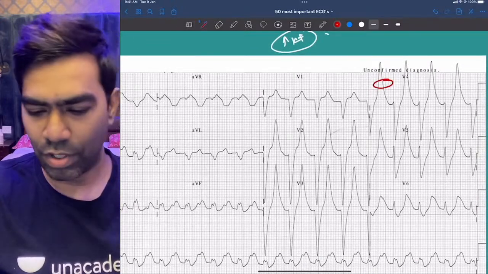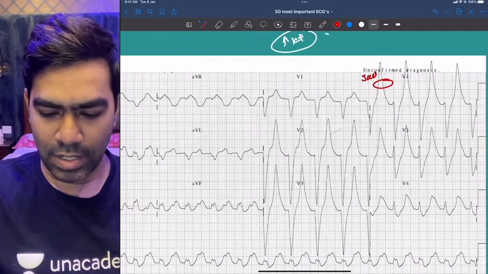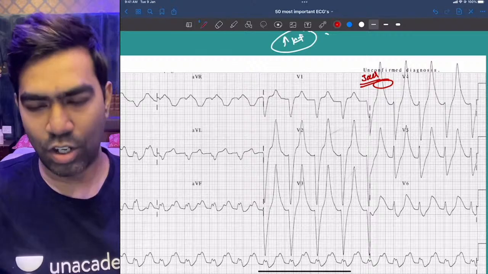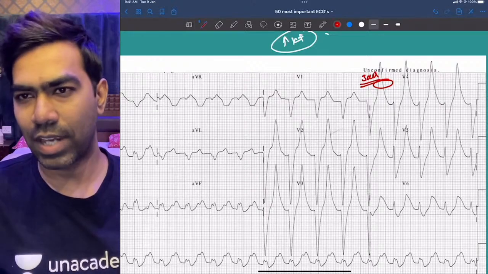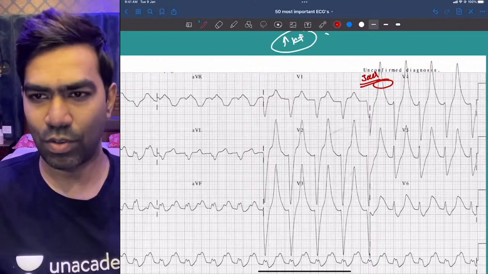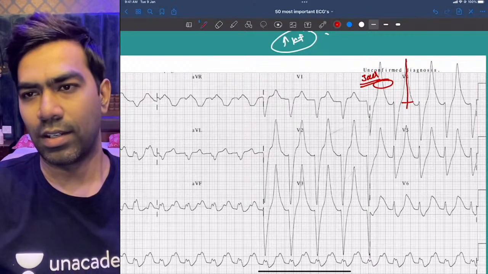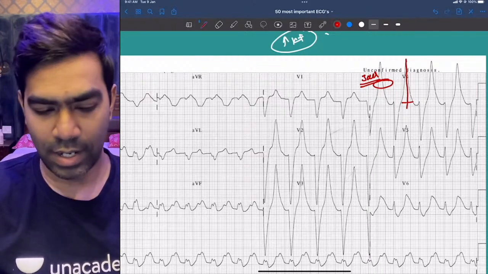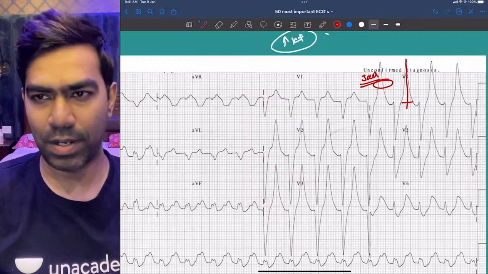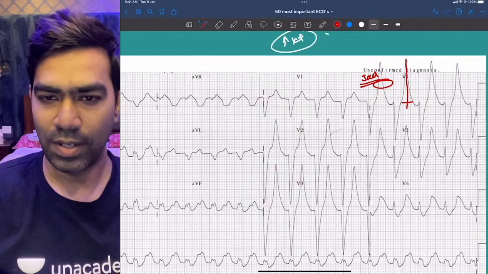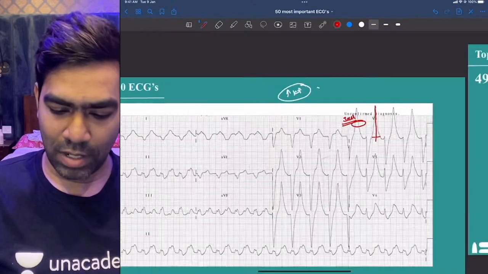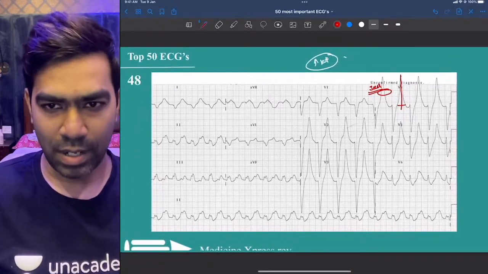So you'll see this kind of tall, tented, symmetric T waves. Please understand, tall, symmetric, tented T waves can be seen in patients with hyperacute MI also, as I told you already. So this T wave is once again very symmetric. This kind of symmetric, tall, tented T wave is seen in hyperkalemia, and it can be seen in hyperacute MI also. Apart from that, there are some other findings that will tell you it's hyperkalemia.